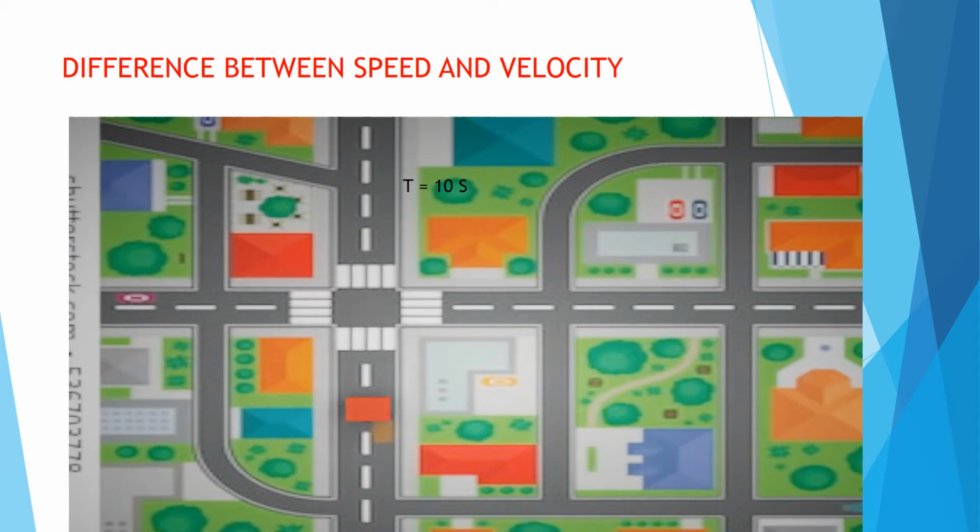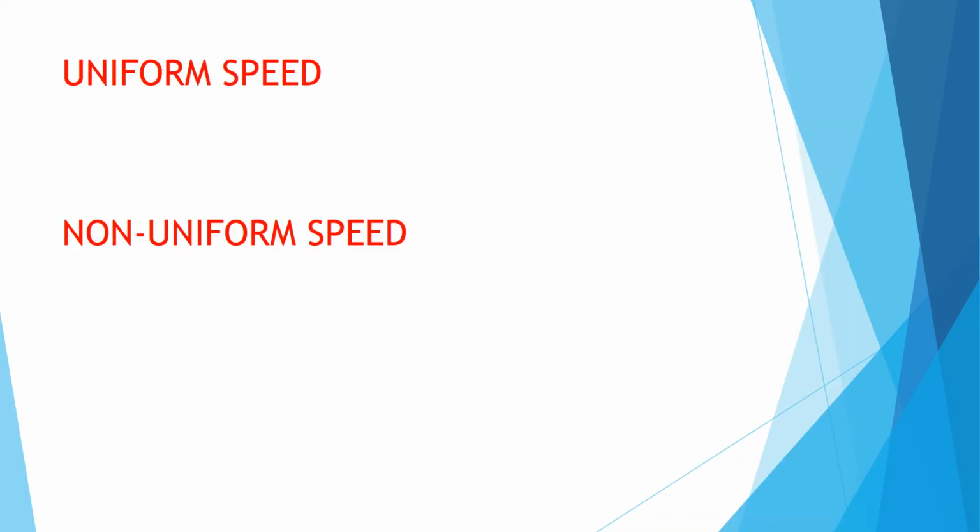Now let us see the difference between speed and velocity. We can take the last example itself, but the time taken to go from the starting point to the school is 10 seconds. So if you go like this, then distance is 50 meters and time is 10 seconds. So speed is 10 meters per second, but velocity is 30 by 10, which is 3 meters per second.